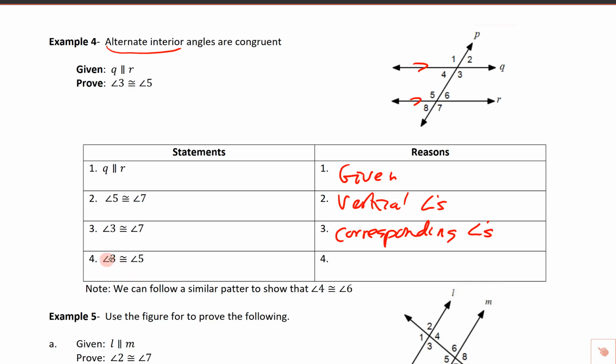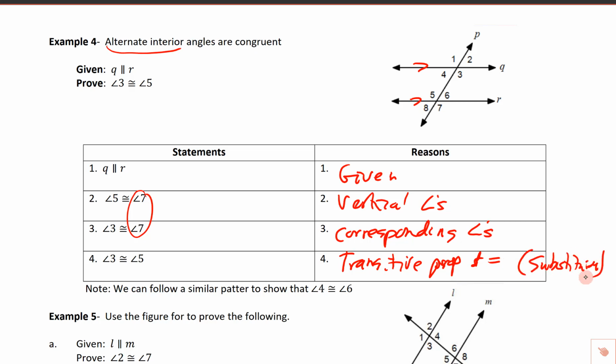And then let's see if we can come up with this one right here. We know that angle 5 is congruent to angle 7, and we know angle 3 is congruent to angle 7. So there's our middleman or our transitive angle. That's what we can substitute for and stuff like that. So we end up with this. You can again say, and I'll put transitive first on this one, transitive property of equality. We could also say substitution.